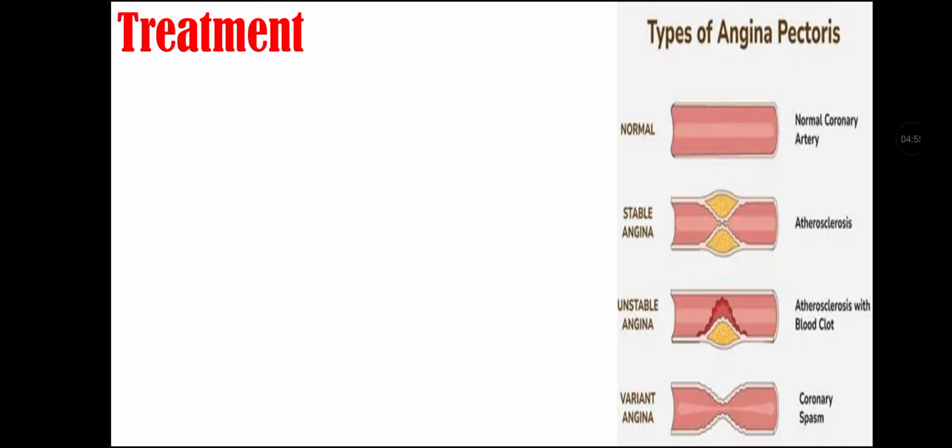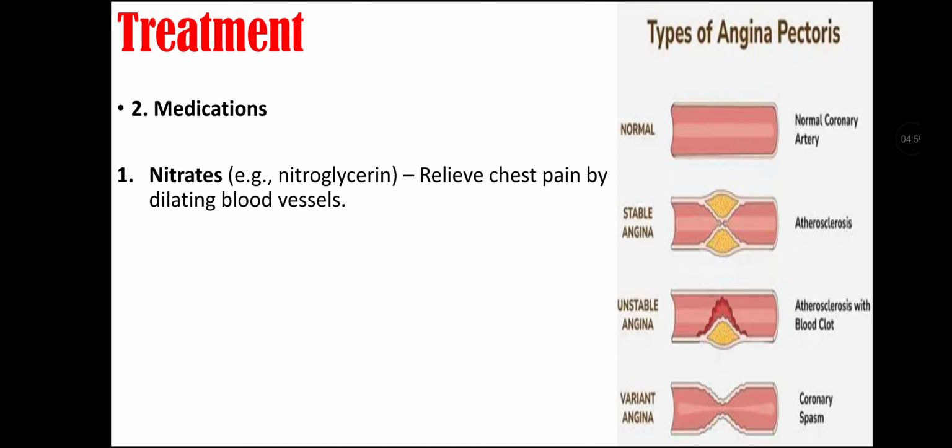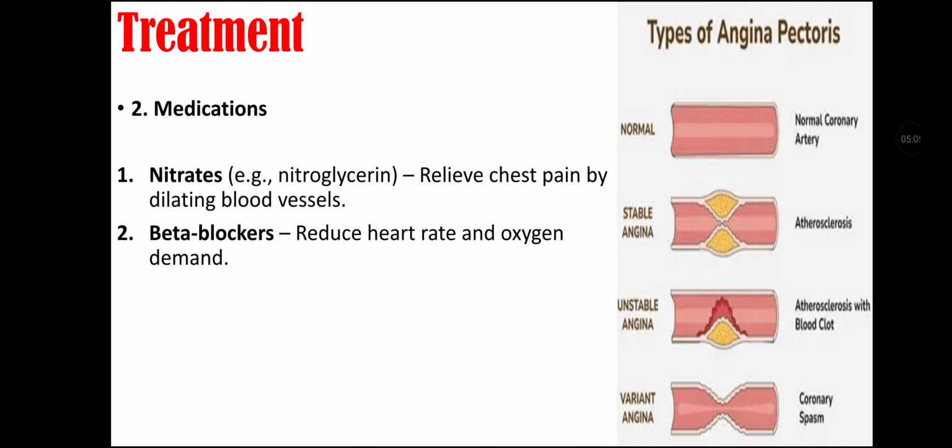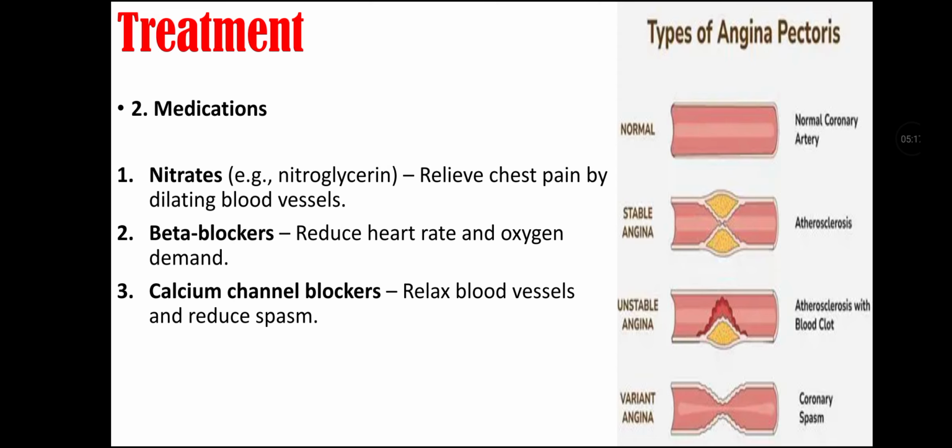The next type of treatment is medication, and it includes nitrates like nitroglycerin, to relieve chest pain by dilating blood vessels. We can also use beta blockers that reduce heart rate and thus reduce the oxygen demand, thus maintaining the oxygen balance. Third, we can also give calcium channel blockers that relax blood vessels and reduce the chances of vessel spasm.